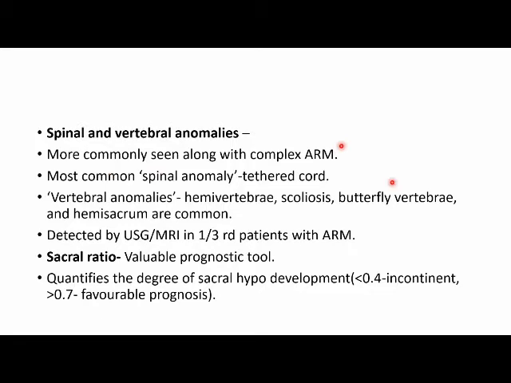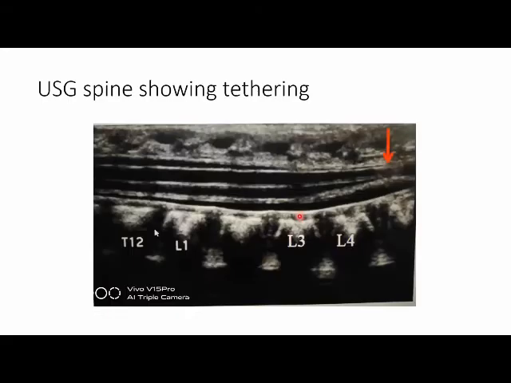The most common spinal anomaly is that of tethered cord. Here, if you see this ultrasound, you can see that the spinal cord is going till the L4 level. Usually it will end at around the L1 level. But in this case, it is going down and there is tethering as shown in the ultrasound. So USG is very essential in the initial period to rule out a tethered cord because it determines the functional prognosis of the child.